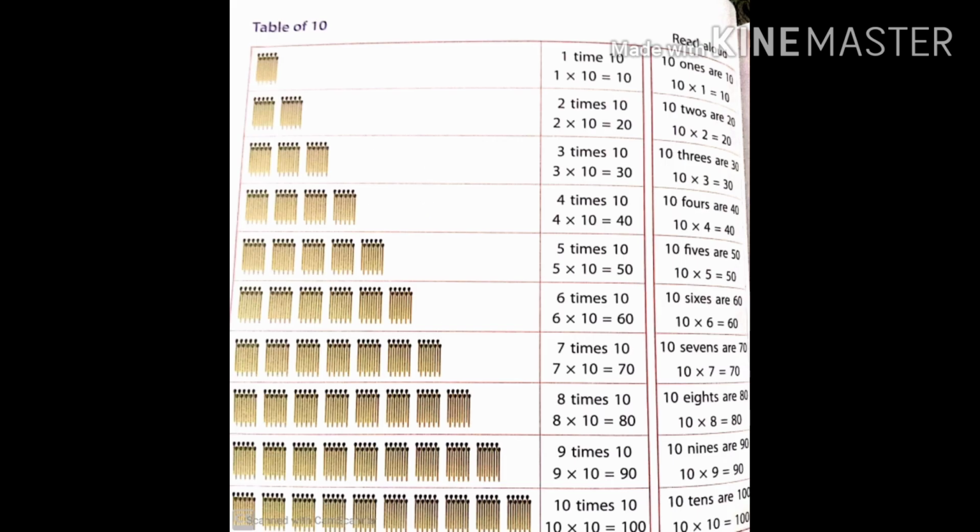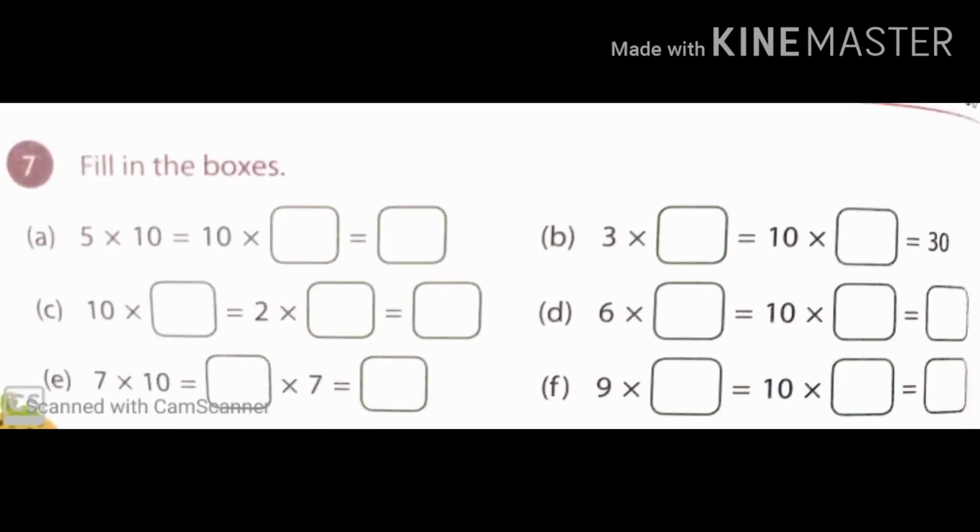Table of 10. Read aloud with me. 10 ones are 10. 10 twos are 20. 10 threes are 30. 10 fours are 40. 10 fives are 50. 10 sixes are 60. 10 sevens are 70. 10 eights are 80. 10 nines are 90. 10 tens are 100. Fill in the boxes.